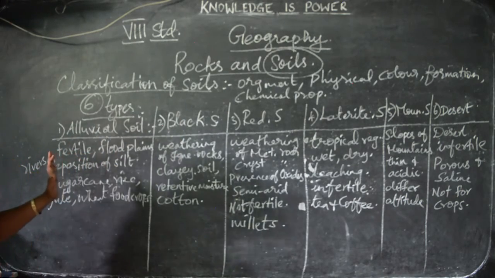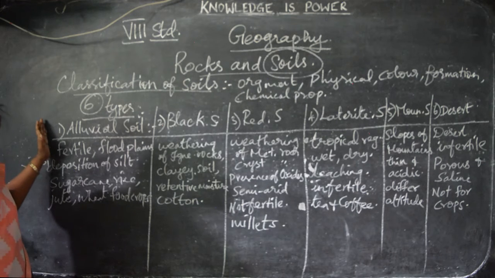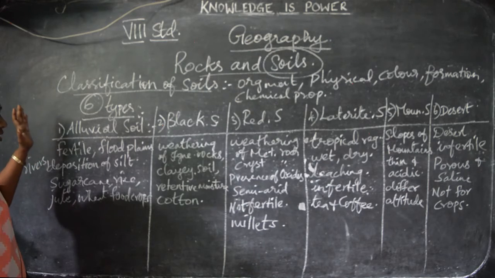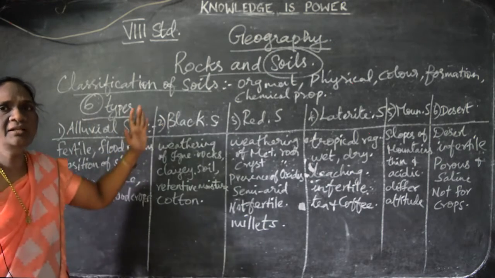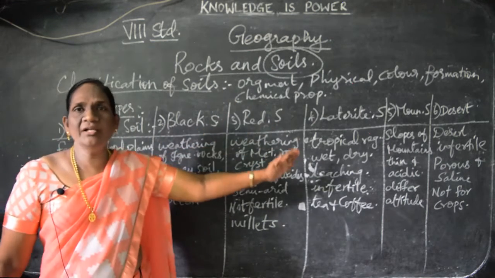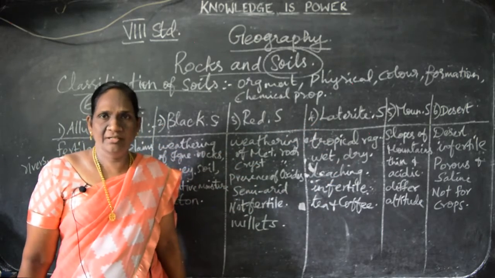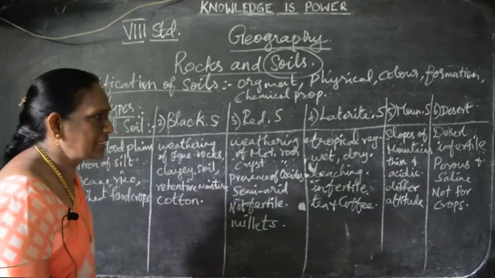Have you written in your notebook, children? Have you all written what the types of soil are? How many types are there? There are 6 types of soil. They are alluvial soil, black soil, red soil, laterite soil, mountain soil, and the last one is desert soil. Understand? So, they are the 6 types of soil.